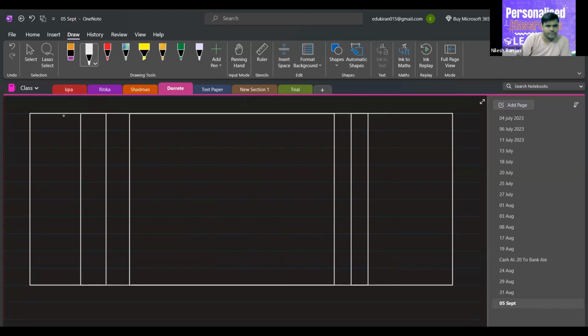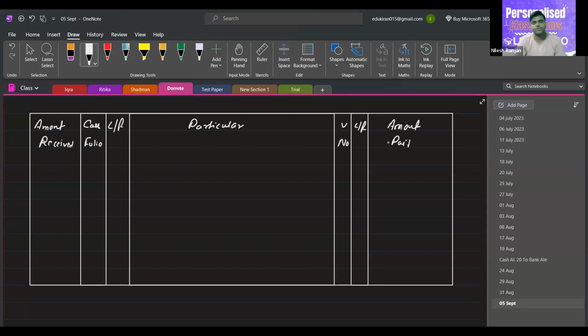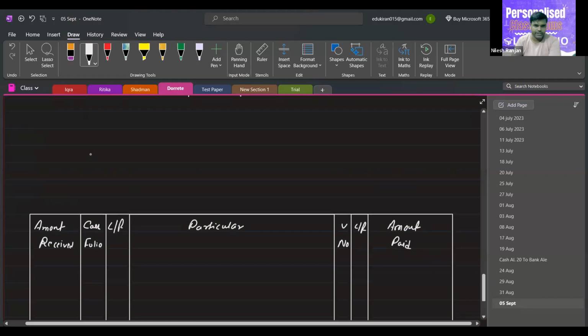Okay, so this is our format. The first is amount received, then cash folio, and then LF. Again here particulars, voucher number, then again LF and amount paid. This is our format of petty cash.